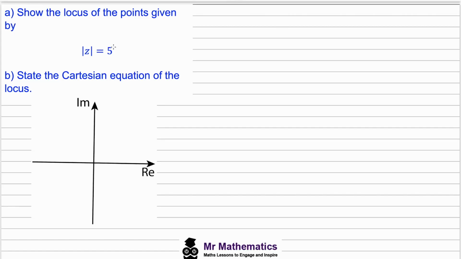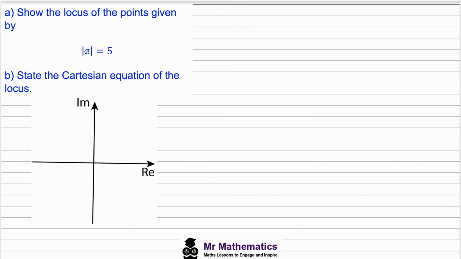Hi, so in this video, we're going to look at the locus of the points given by the magnitude of a complex number. So in example A, we're told that the magnitude of the complex number z is equal to 5. And we've been asked to state the Cartesian equation of a locus and to sketch this as a graph.